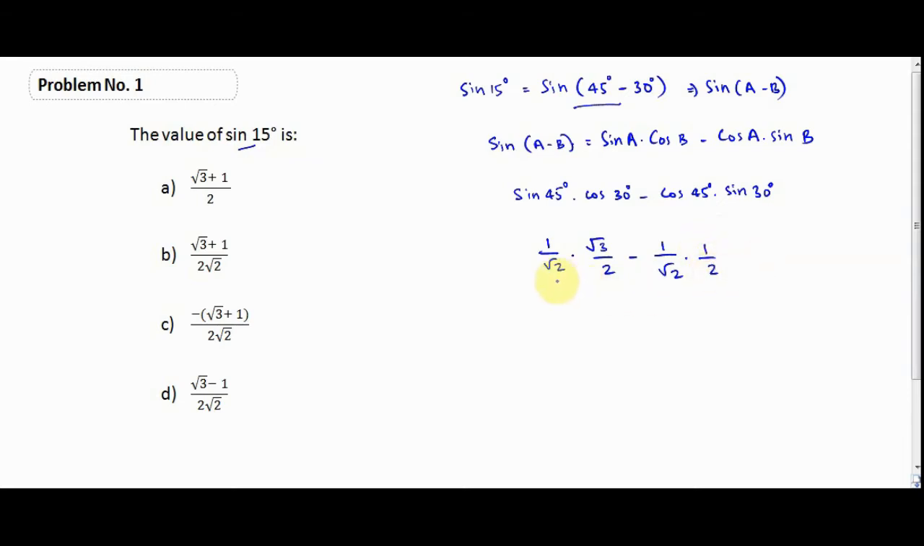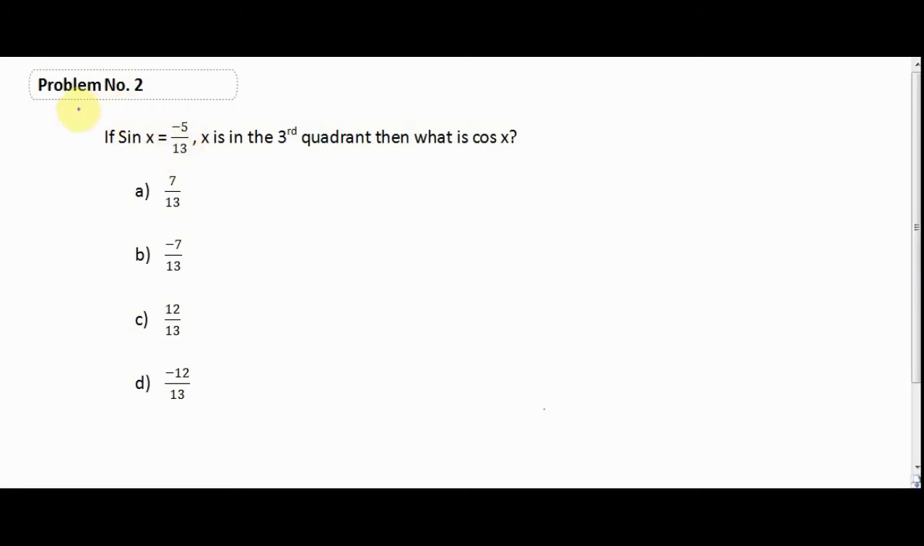Now here 1 by root 2 is common. So we may take out 1 by root 2 outside as a common factor. So 1 by root 2 into root 3 by 2 minus 1 by 2. So this is equal to 1 by root 2 into root 3 minus 1 divided by 2. So it can be simplified as root 3 minus 1 divided by 2 root 2. So here the answer is given by option D, root 3 minus 1 by 2 root 2. Now let's try to solve problem number 2.